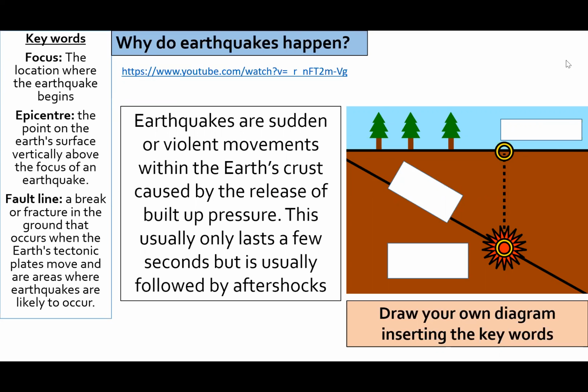So draw yourself a version of this diagram. It doesn't have to be a work of art, and I want you to put on where you think these three keywords go. So which is the focus, which is the epicenter, and which is the fault line.